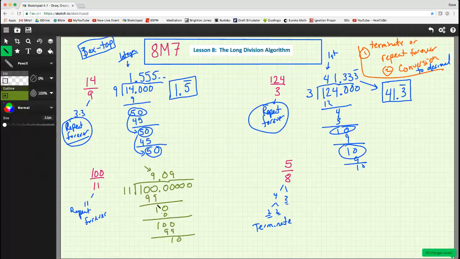Drop down our 0. 0 times 11 is 0. 100. 11 goes into 100, 9 times. All right, looks like we got a repeating pattern up here. And because we've repeated our number here, and we repeated this number here, we can know confidently that this will repeat forever. And we know here that we expect a repeating pattern forever. So our answer is 0.09 repeat.